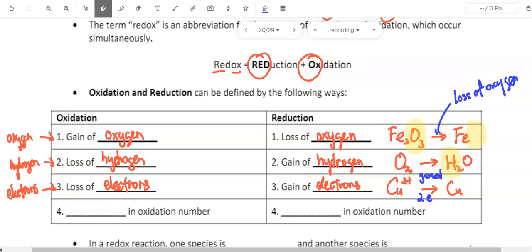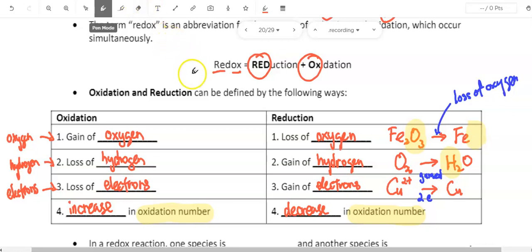The last one is in terms of the oxidation number. That's the fourth concept we're going to look at, and it will actually be the most important one. Oxidation is an increase in the oxidation number, whereas reduction is a decrease in the oxidation number. So these are the 4 ways we can define redox.